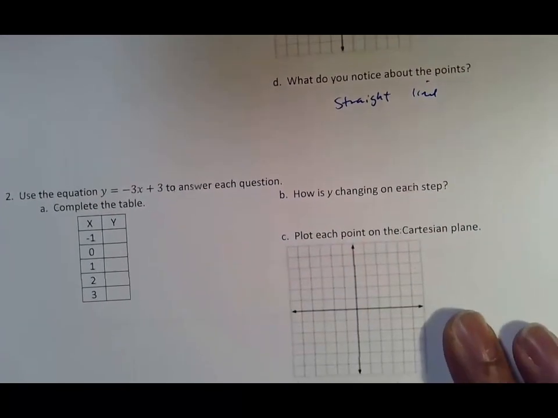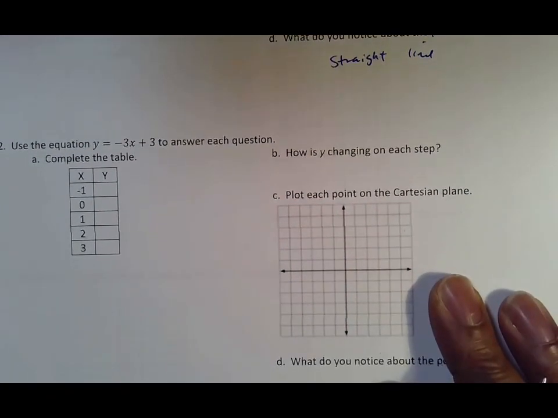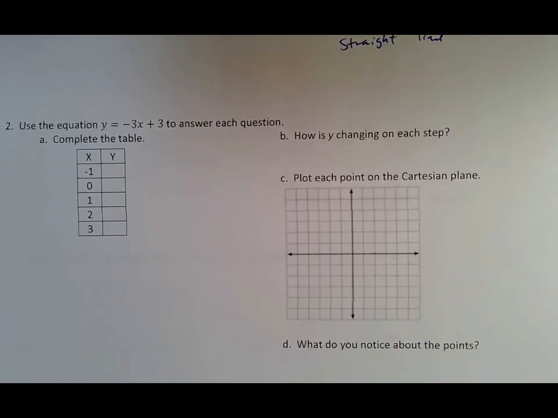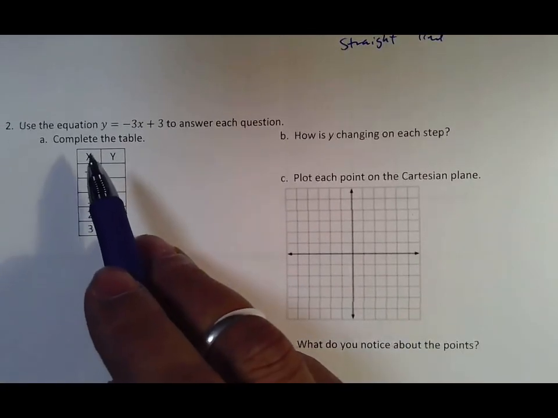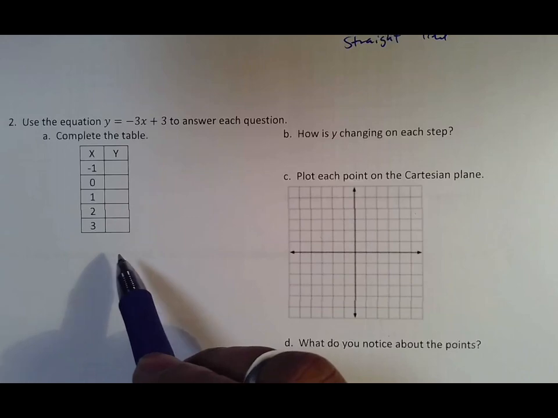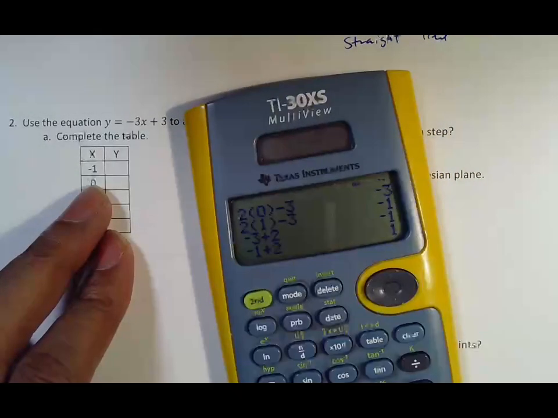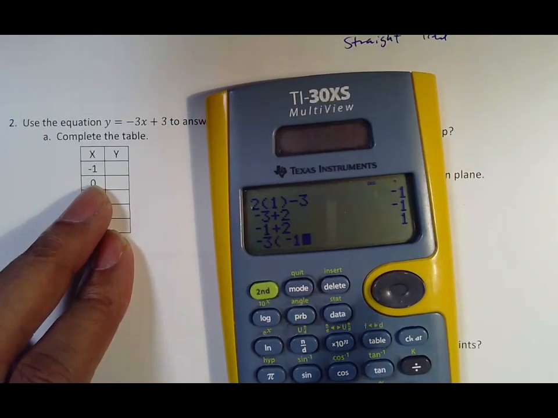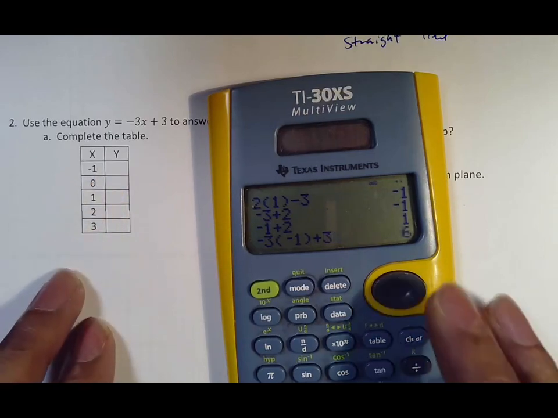If we move on to the second one and do the same thing, again, feel free to use your calculator, feel free not to use your calculator, whatever it would be. But the first thing you want to be able to do on your quiz this week is complete this table. So we take this and we do -3(-1) + 3. We get the answer of 6.